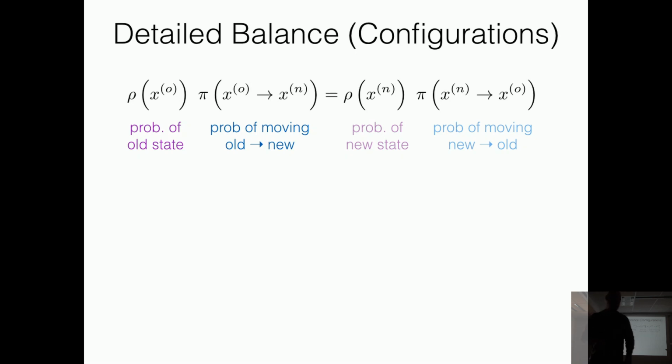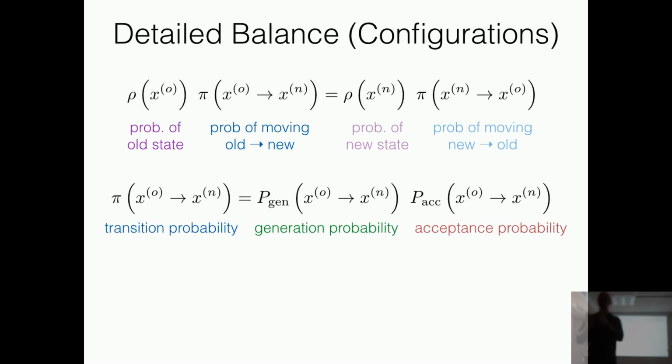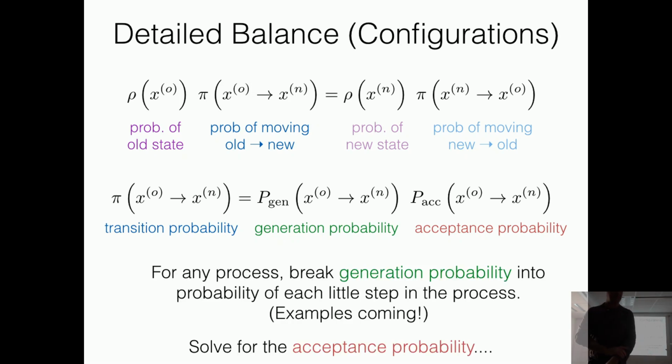So the trick here is that you'll split this transition probability pi into a generation probability and an acceptance probability, and you'll solve for the acceptance probability. Well, first you'll take the generation probability. The generation probability is based on your algorithm. So you break it down into little steps, and we'll see a lot of this coming later on. And you figure out what the probability of each step is, and then you solve for the acceptance probability.